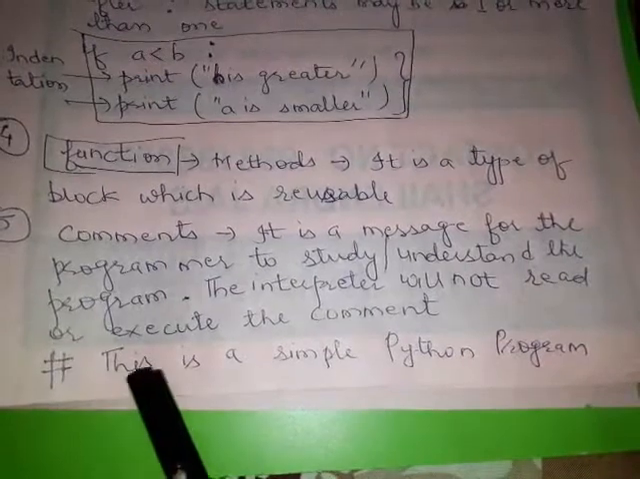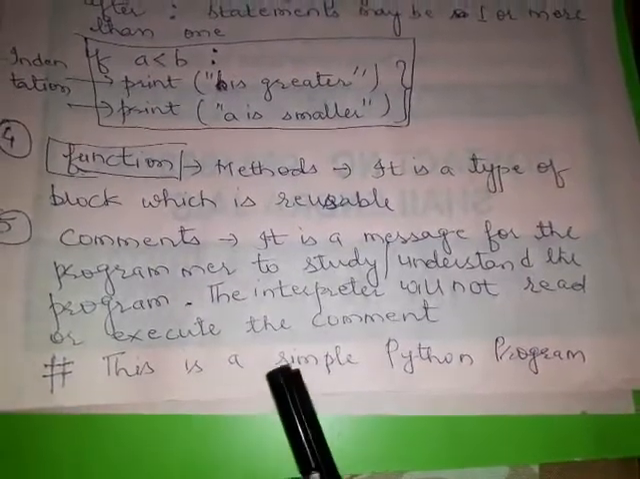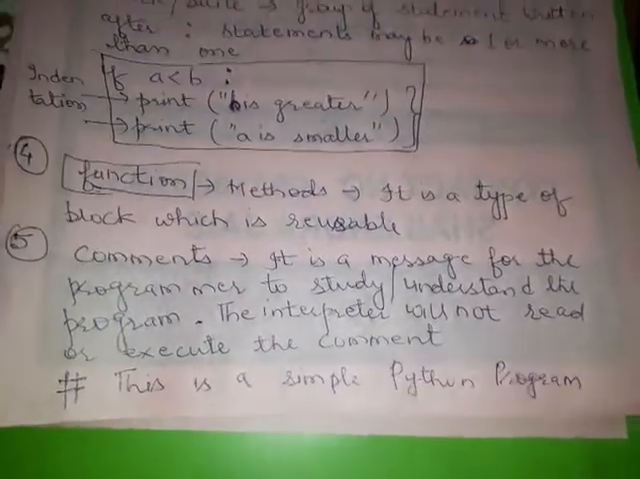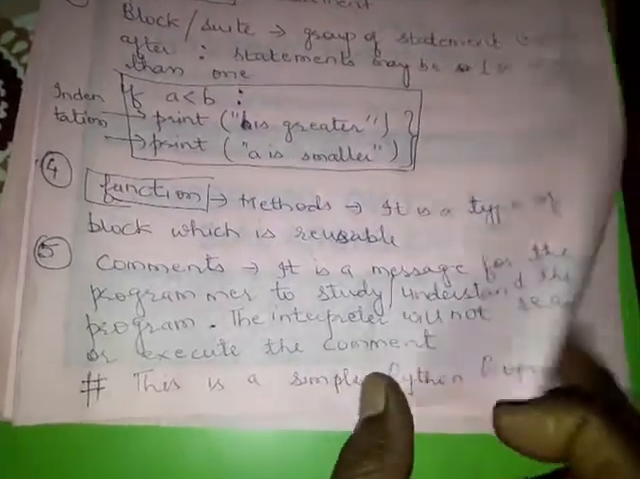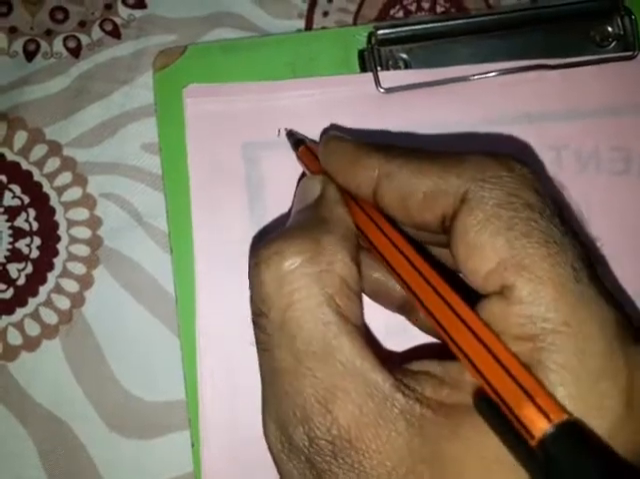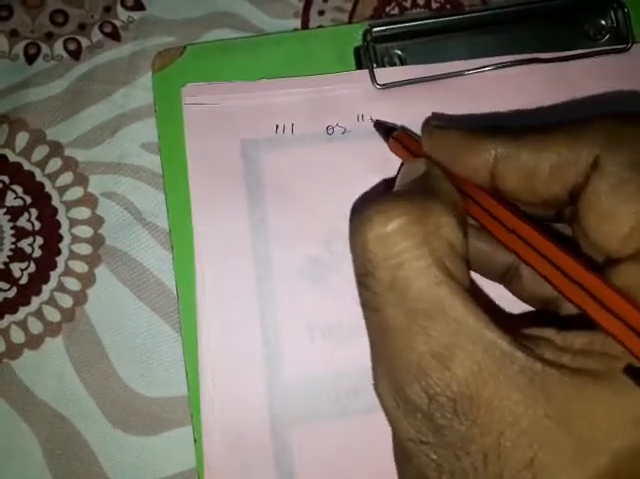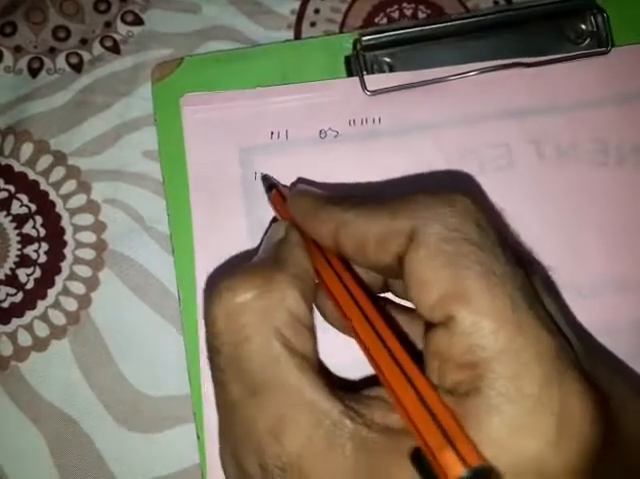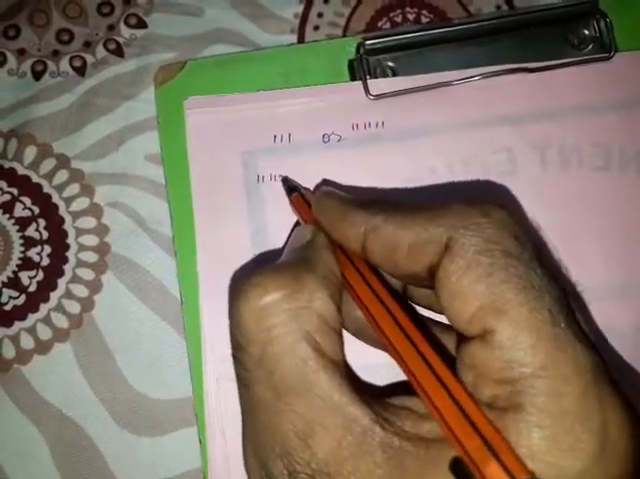There is also a multiple line comment. The way to write a multiple line comment is a little bit different. Let us see how we write a multiple line comment. If you want to write a multiple line comment, you can use triple single quotes or triple double quotes. Okay, see it. I write triple double quotes.